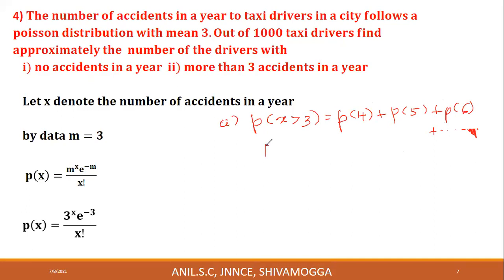Therefore, we use this expression P plus Q is equal to 1. Therefore, P where X greater than 3 is equal to 1 minus Q. P is equal to 1 minus Q. If X greater than 3 is denoted by P, then what is Q?